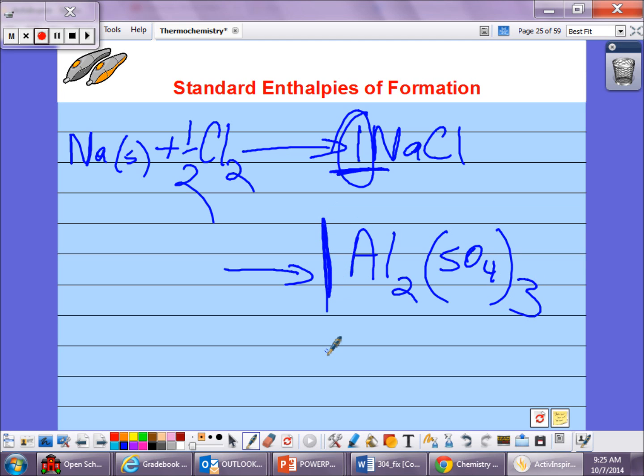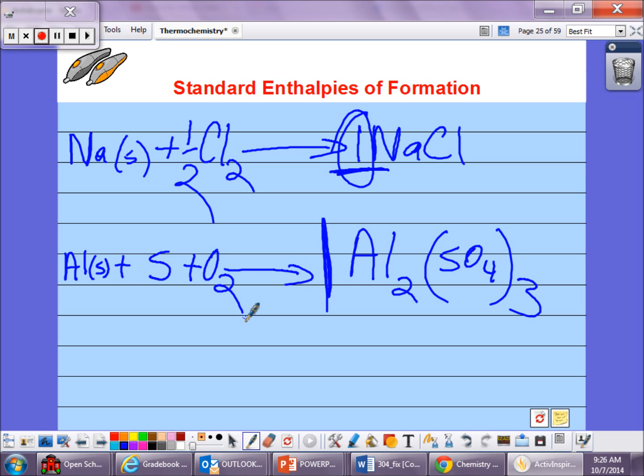It should always be 1. And then we should always use the elements. The elements are, this is aluminum solid plus, this is the only time I will ask you to split polyatomic ions. You do not use ions. Okay, it has to be the elements. So polyatomic ion, yes, break everything down. The elements are sulfur. Okay, and then the elements are oxygen. Oxygen gas is always O2. It is diatomic. Those are the elements.